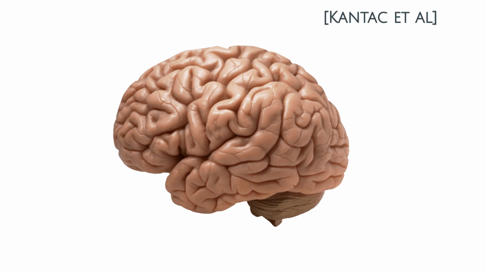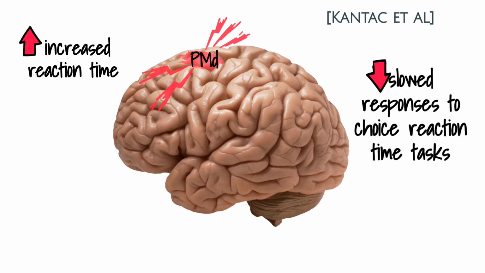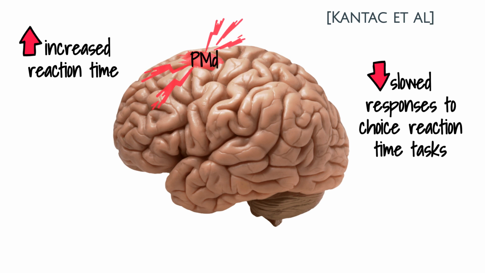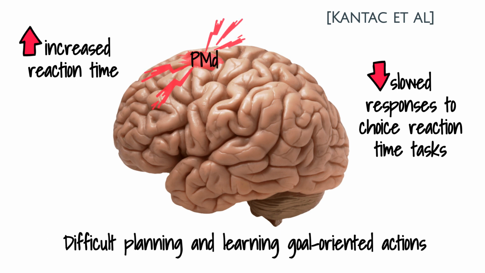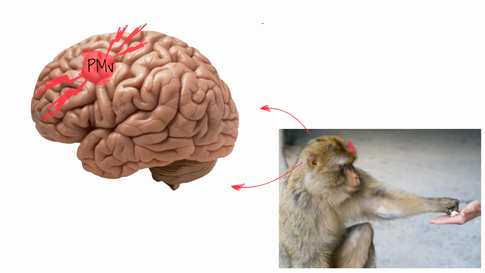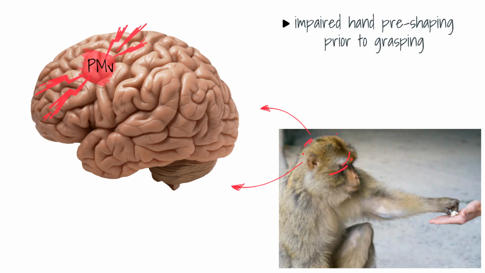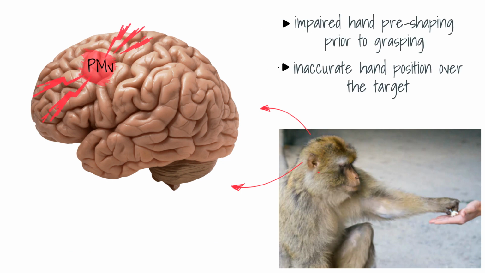A study conducted by Cantac showed that perturbing PMD activity increased reaction time and slowed responses to choice reaction time tasks. This supports the critical role PMD plays in motor planning and selection and explains why a lesion in the PMD makes planning and learning goal-oriented actions difficult. Inactivation of the PMV in monkeys greatly impaired hand pre-shaping prior to grasping, leading to inaccurate hand position over the target. A lesion to PMV in humans also altered the positioning of fingers on the object during grasping.